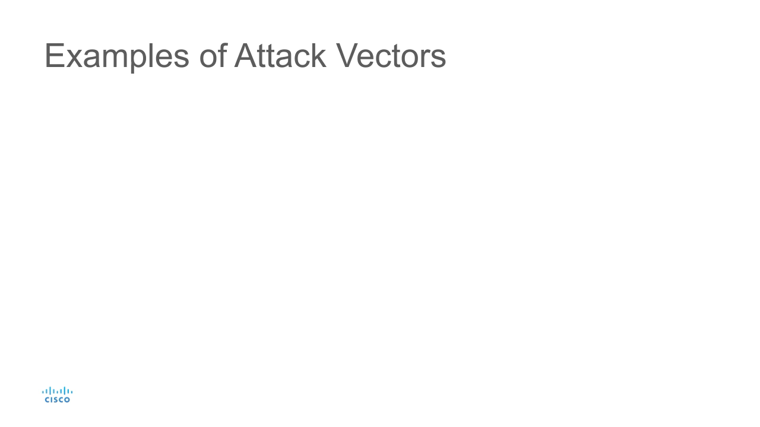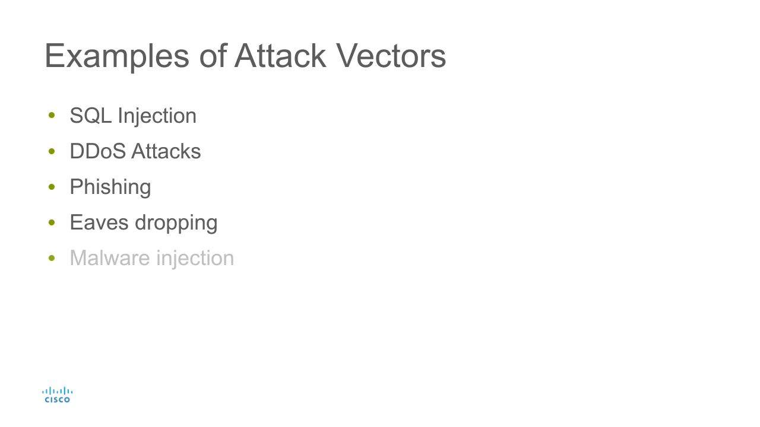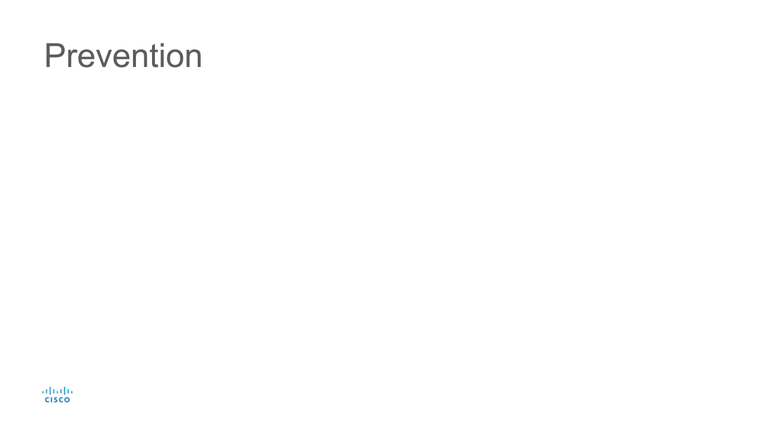Now, some attack vectors would include specific attacks like SQL injection. And there are specific areas where we're going to prevent against SQL injection attacks, typically on our database servers. We have distributed denial of service attacks, and we'll be preventing those attacks on our web servers or perhaps on our firewalls at our network gateway. There's phishing attacks, eavesdropping, and malware injection attacks. And typically, the attack vectors that we experience most often are going to affect our client computers or our important servers. So how do we prevent against these attack vectors?